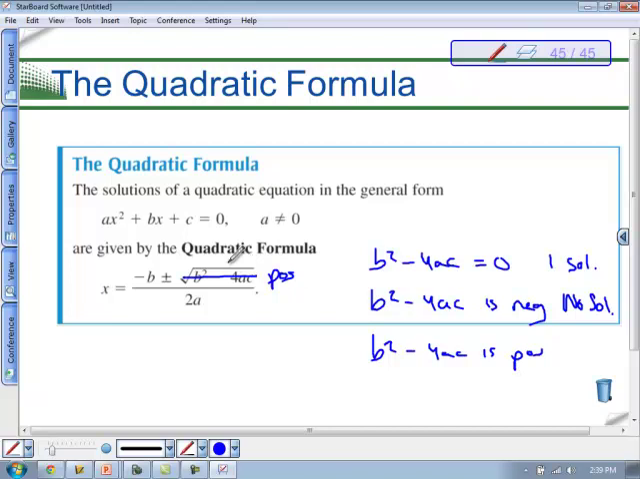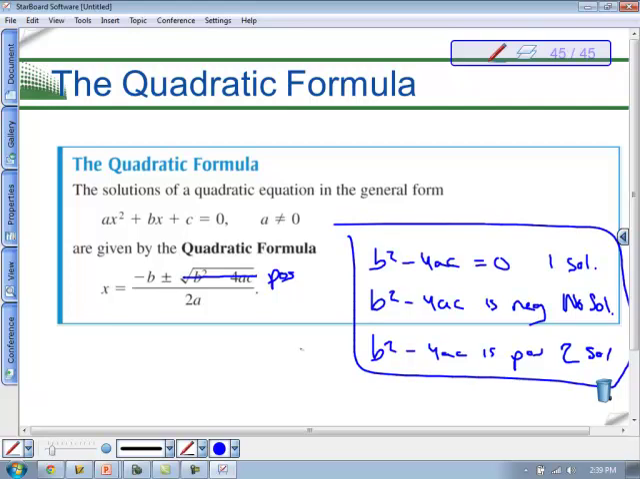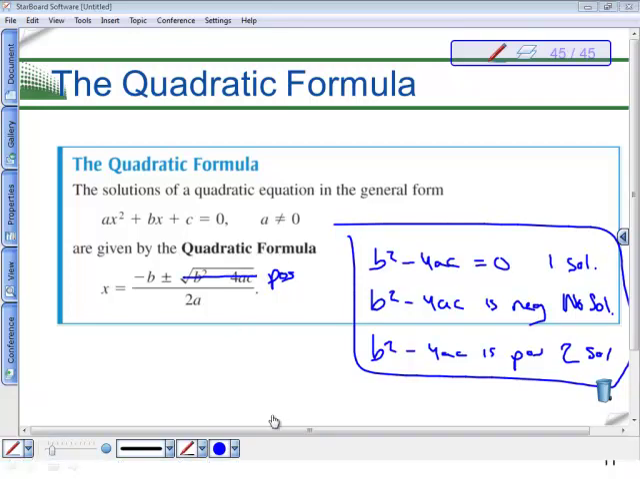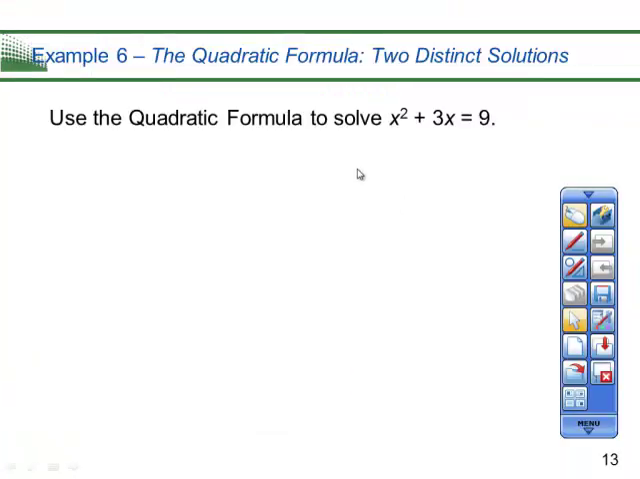Because we have a number here, so you're going to do plus or minus that number, and there will be two solutions. So it's not hard to remember what the discriminant means right from the quadratic formula. Just look at the quadratic formula and you'll know what it tells us. Let's try an example of the quadratic formula now.